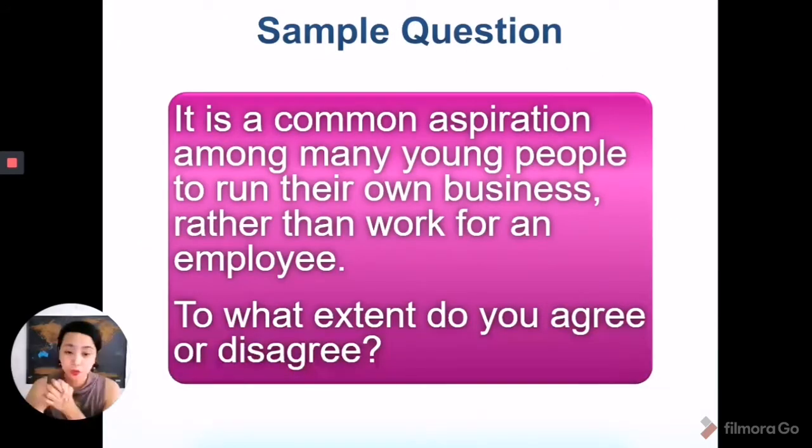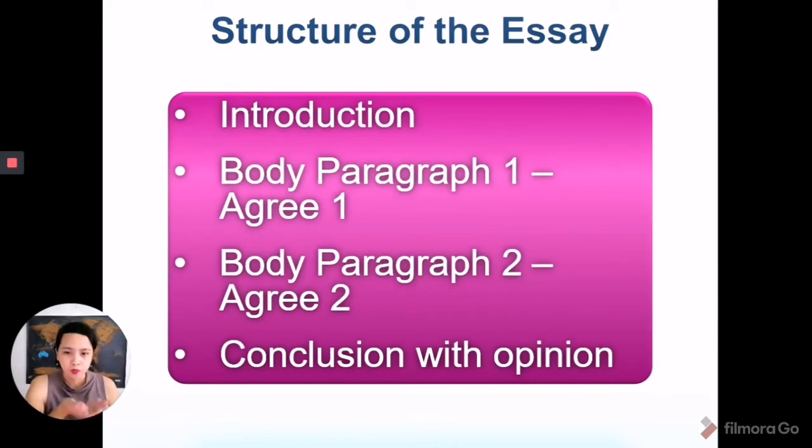It is a common aspiration among many young people to run their own business rather than work for an employer. To what extent do you agree or disagree? Now, here is how you structure it if you completely agree. You have your introduction, followed by body paragraph 1, agree 1, and then the second reason why you agree in body paragraph 2, and then make sure in your conclusion that you give your opinion.